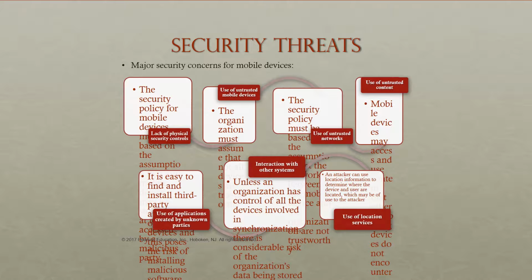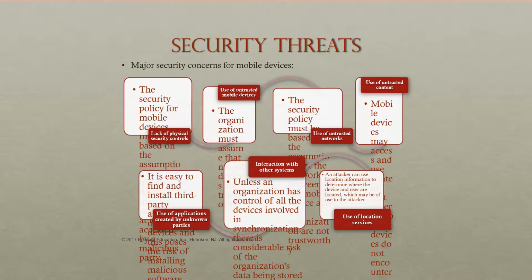Use of untrusted content. Mobile devices may access and use content that other computing devices do not encounter. An example is the Quick Response Code, which is a two-dimensional barcode. QR codes are designed to be captured by a mobile device camera and used by the mobile device. The QR code translates to a URL, so that a malicious QR code could direct the mobile device to malicious websites.